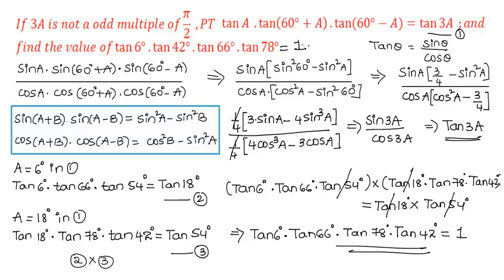And make a note of the formula sin (A plus B) into sin (A minus B) is equal to sin square A minus sin square B, and the formula for cos (A plus B) into cos (A minus B) is equal to cos square B minus sin square A, as these formulas are very useful in solving examples in further videos.